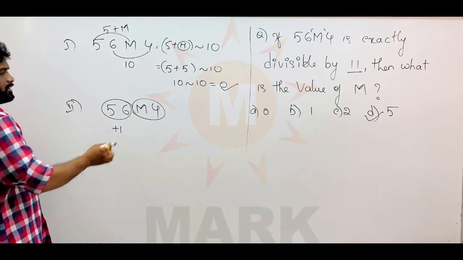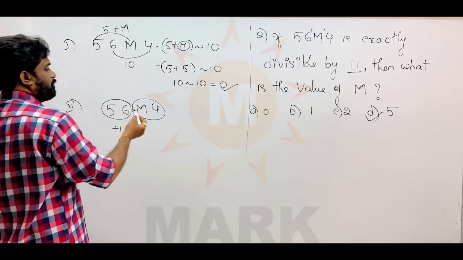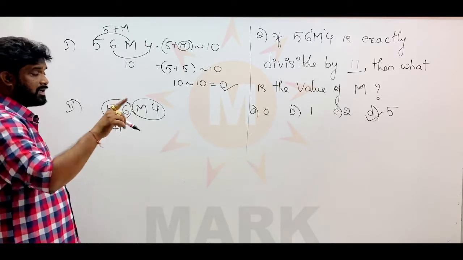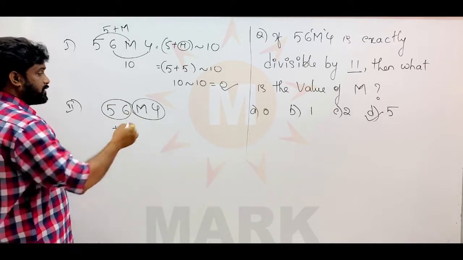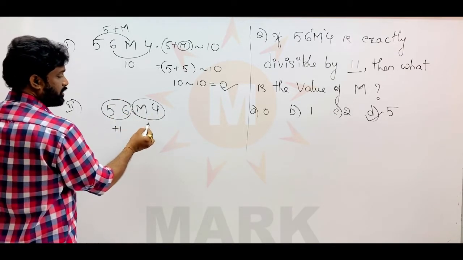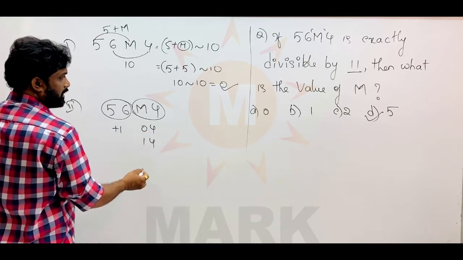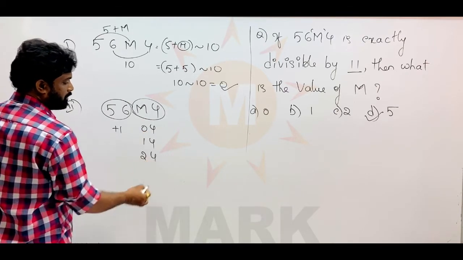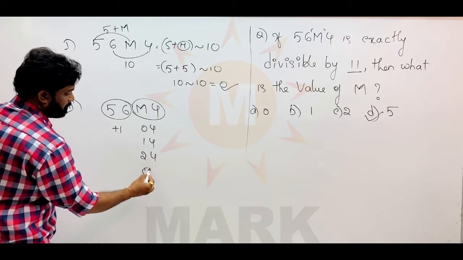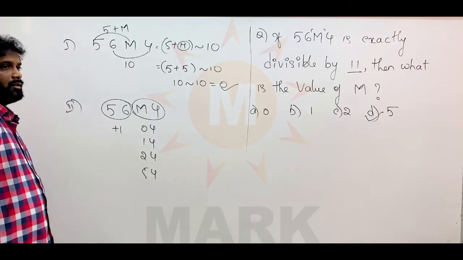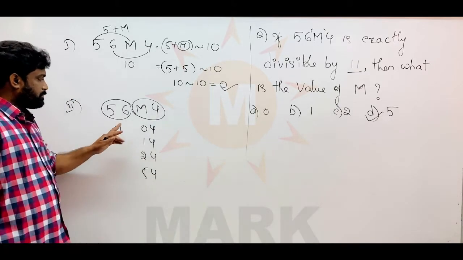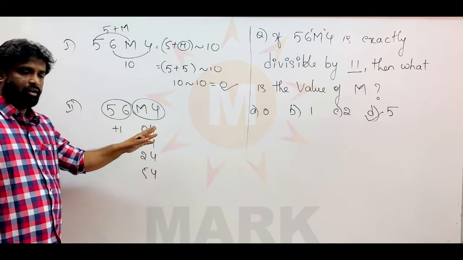Now for m4, remember m should be a single digit number. If I put 0 in the place of m, it will become 04. If I put 1 here, it will become 14. If I put 2, it will become 24. If I put 5, it will become 54. Clearly, this positive difference should be 11 or multiples of 11.